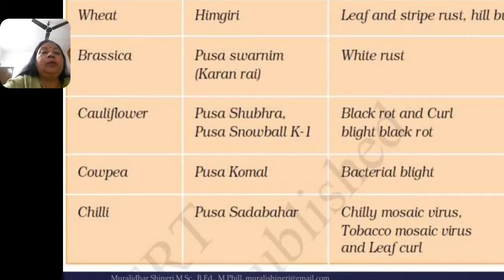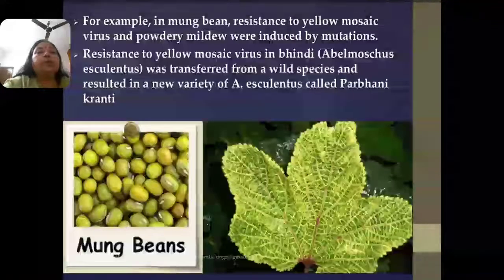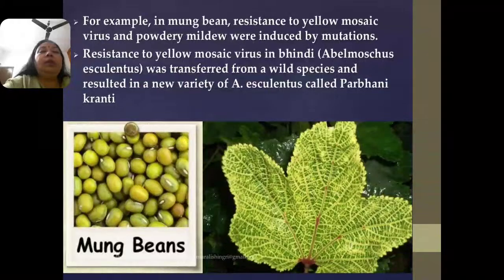Cowpea: Pusa Komal, resistant to bacterial blight. And in the chili crop, Pusa Sadabahar is resistant to chili mosaic virus, tobacco mosaic virus, and sometimes leaf curl disease. For example, in mung beans, the mung dal, resistance to yellow mosaic virus and powdery mildew. Powdery mildew is a fungal disease.